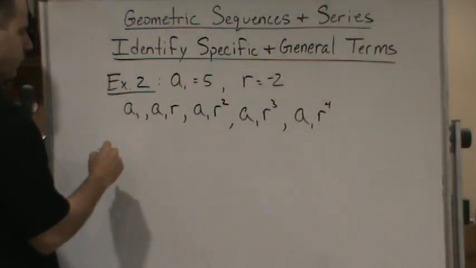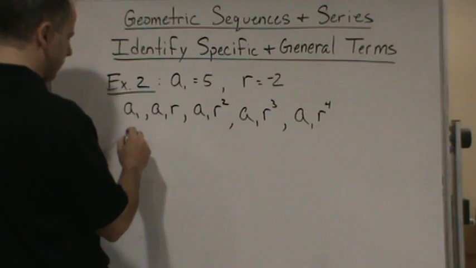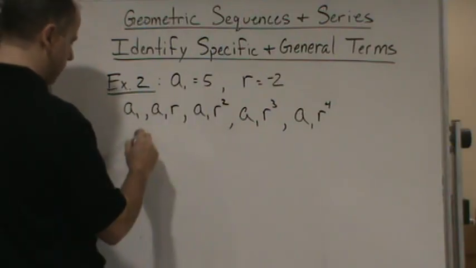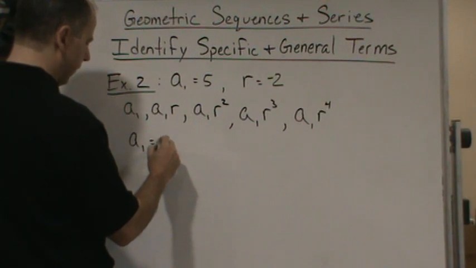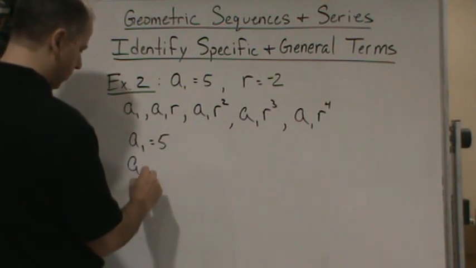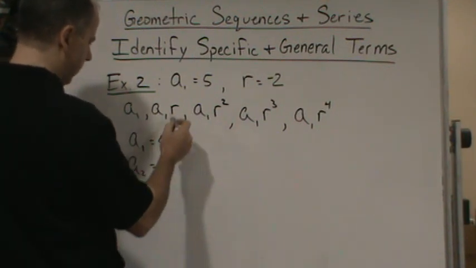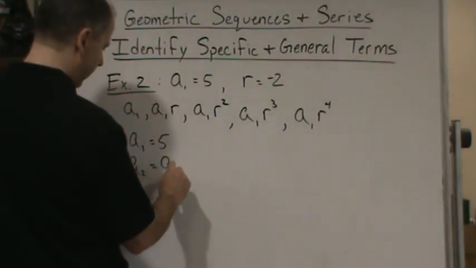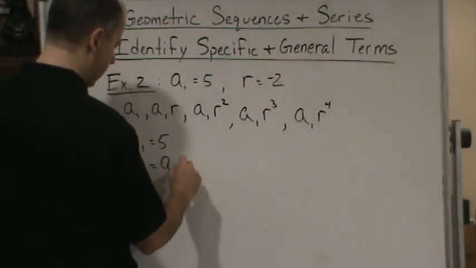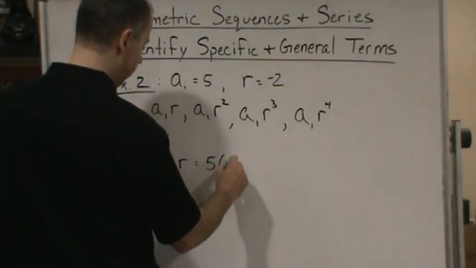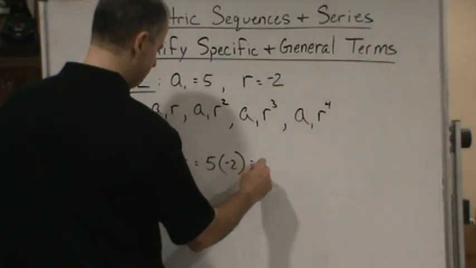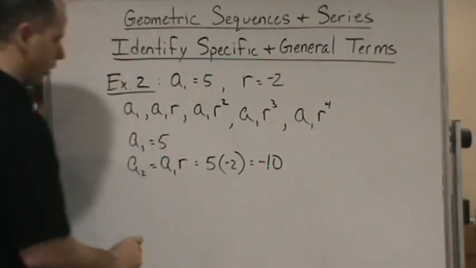So if we get the first term, obviously the first term is going to be the first term, right? So A1 is equal to 5, and then A2, right, is going to equal A1 times R, which is going to be 5 times -2, which is going to be -10, right?